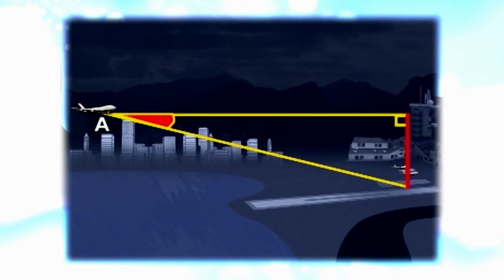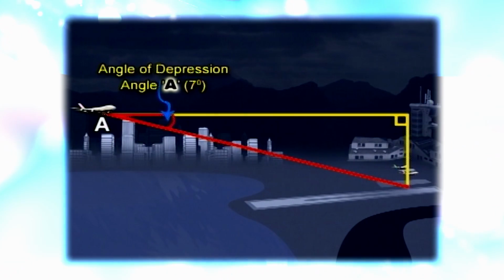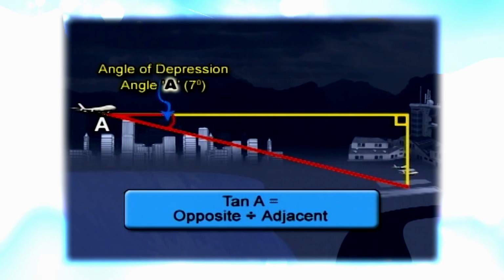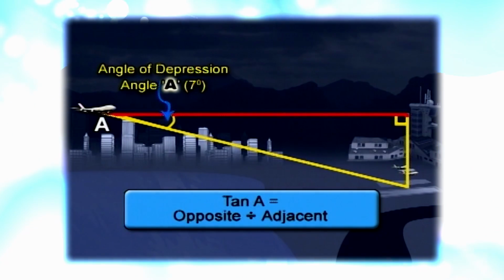Now, the two sides of the right-angled triangle that we are concerned with are the opposite side, which is the height, and the adjacent side, which is the horizontal distance from the airplane to the airport. Since we do not know the hypotenuse, the most logical ratio to use is the tangent ratio. Remember that the tangent of an angle is equal to the ratio of the opposite side to the adjacent side.